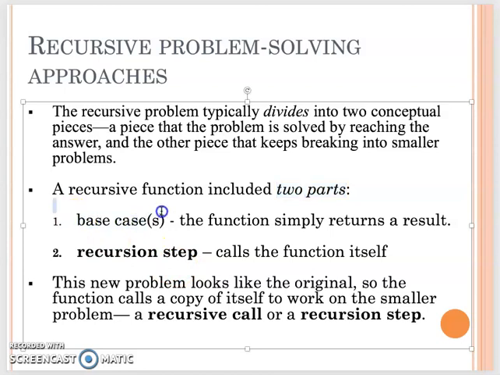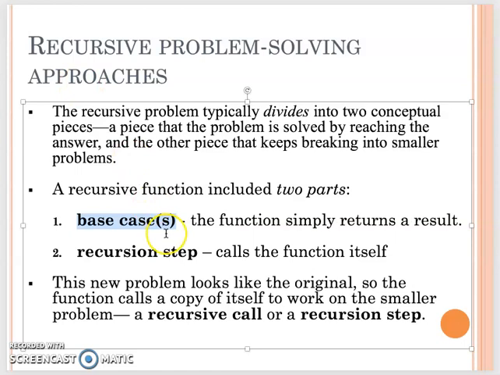And the other one is important. That means the base cases. The base case is what we said earlier: the problem becomes small enough that I can right away return the answer. So the function simply returns a result, which means the function terminated. That's very important for a recursive function.